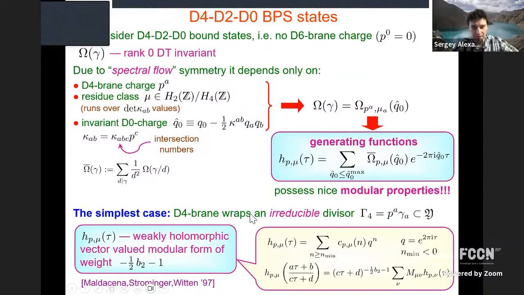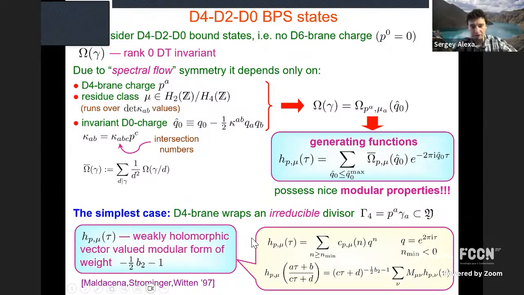So let's return to our simple example of an irreducible divisor, which means that we put our D4 brane on a 4-cycle which cannot be decomposed as a sum of other 4-cycles. And in this case, it was argued many years ago by Maldacena, Strominger, and Witten that this generating function must be a weakly holomorphic vector-valued modular form of this particular weight determined by the second Betti number. So let me explain what these words mean.